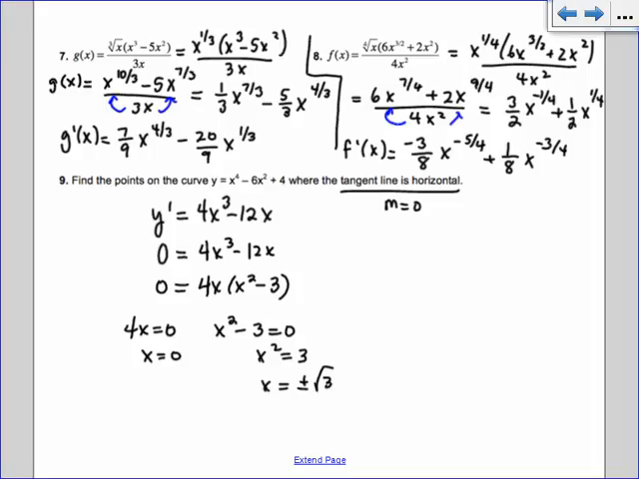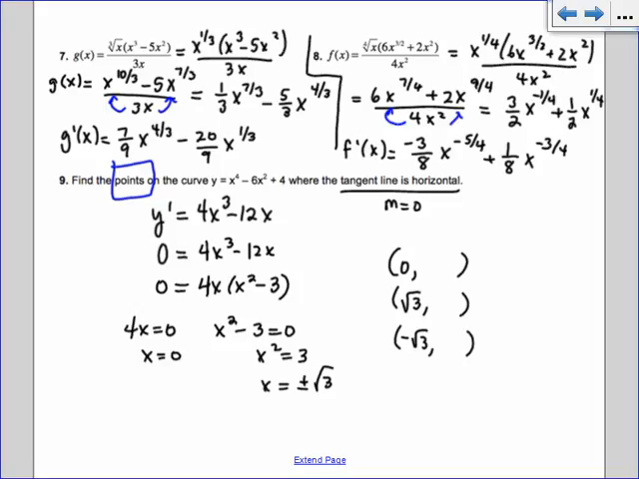So there's 3 locations. But be really careful, because if the AP test says find all of the points, you need to list them as points. You can't just say x equals whatever. So we need the 3 points: 0 comma something, root 3 comma something, and negative root 3 comma something. Okay, so we're going to plug in those numbers.